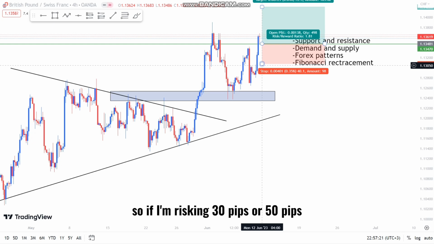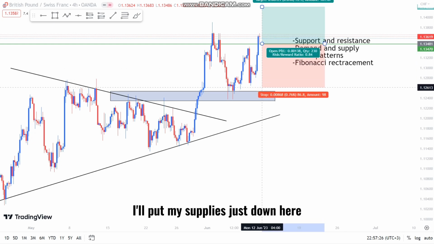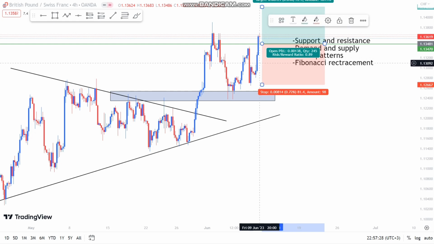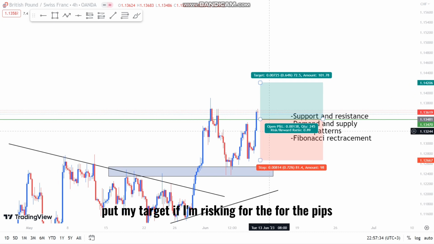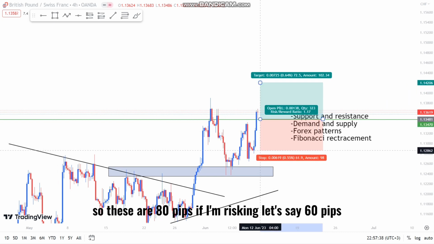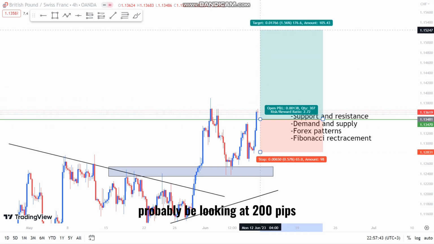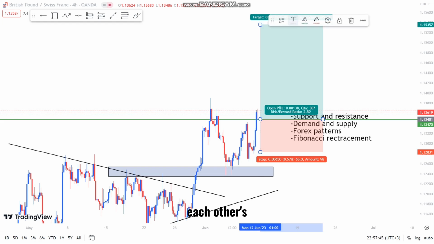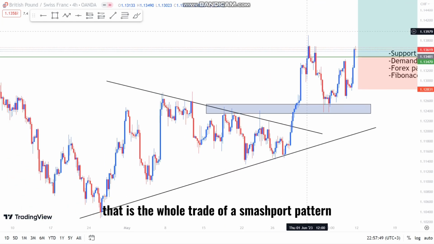If I'm risking 30 pips or 50 pips, I'll put my stop loss just down here, and then I'm going to put my target. If I'm risking 40 pips, then these are 80 pips. If I'm risking, let's say, 60 pips, my target has to be doubled, probably looking at 200 pips, as you can see, traders. That is our trade, the whole trade.